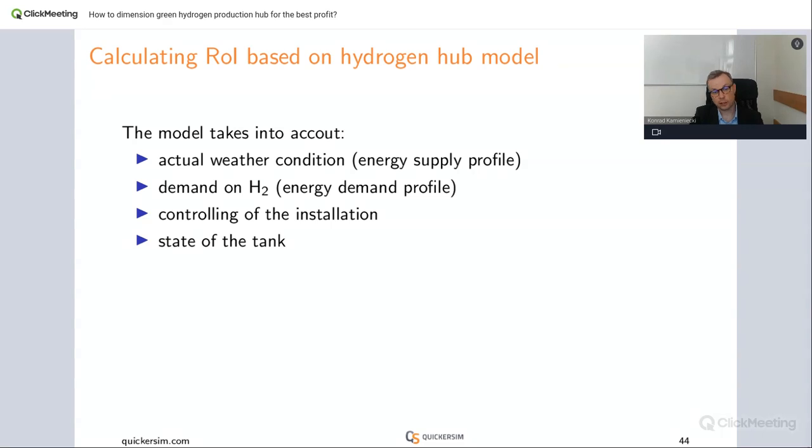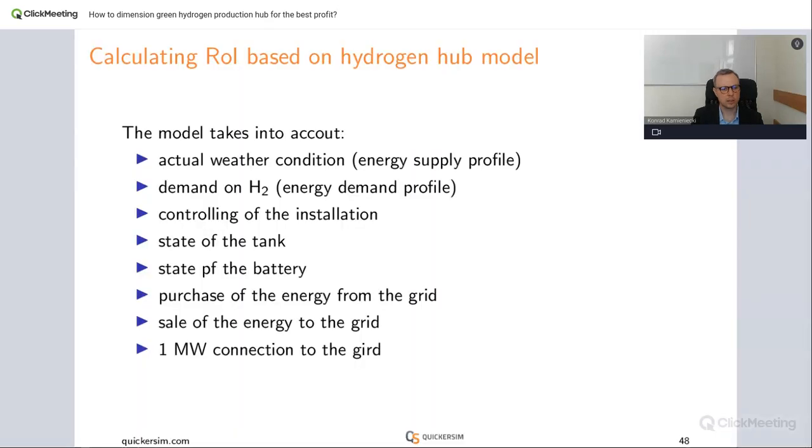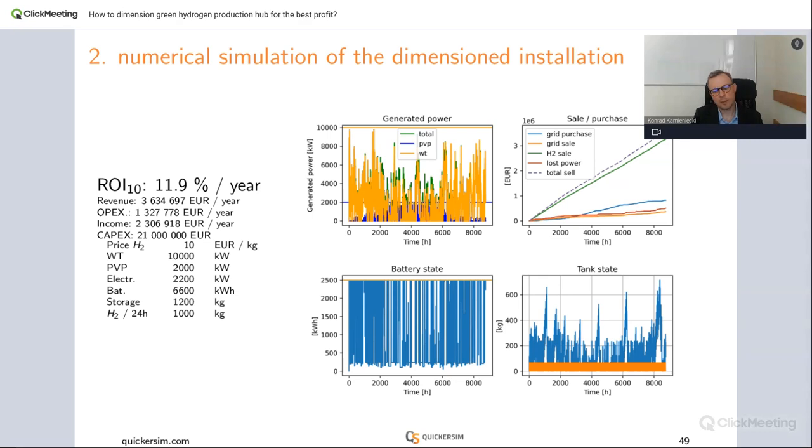I will take into account the state of the tank, the state of the battery, purchase of the energy from the grid if this is necessary. Sorry for the typo here. And I can also take into account sale of the energy to the grid, so it will add to our revenue. And I will also take into account the 1 megawatt limit connection to the grid. Okay, and let's see what happens if we simulate that installation for 1 year.